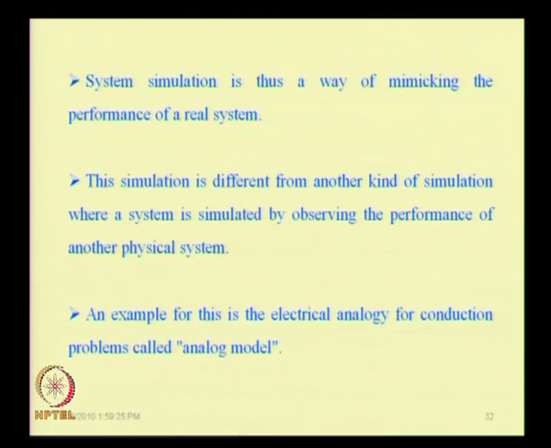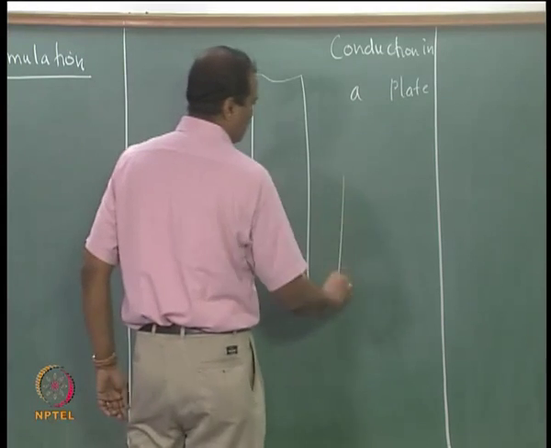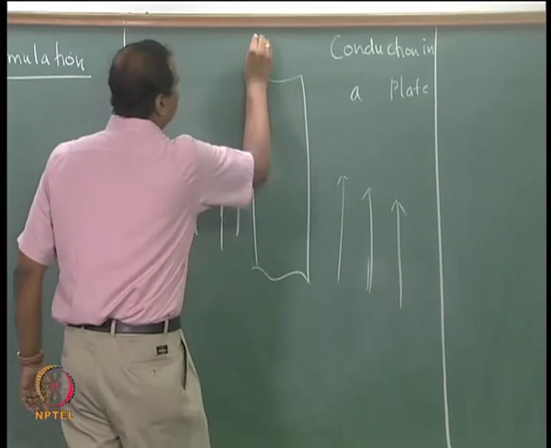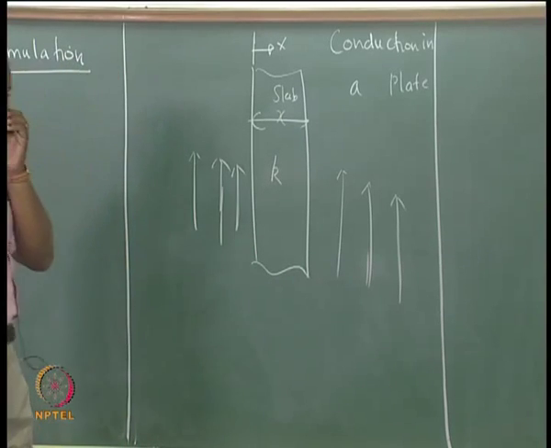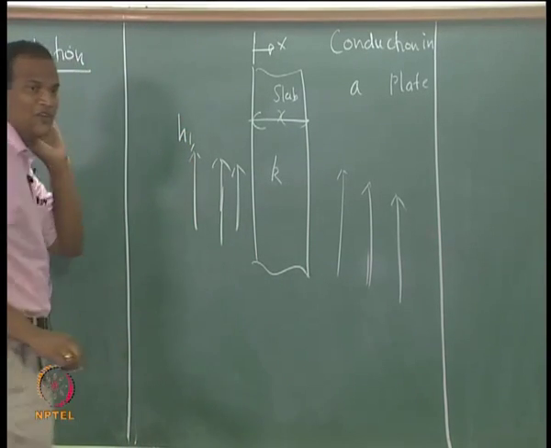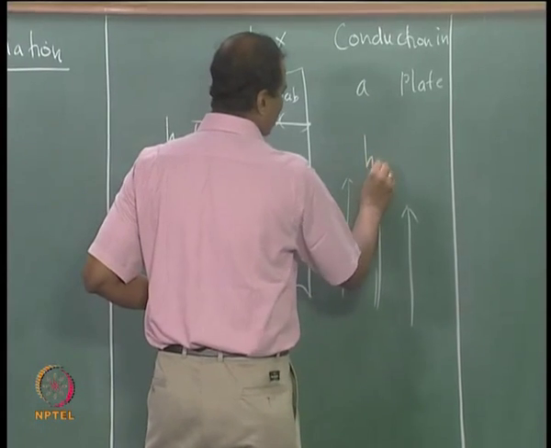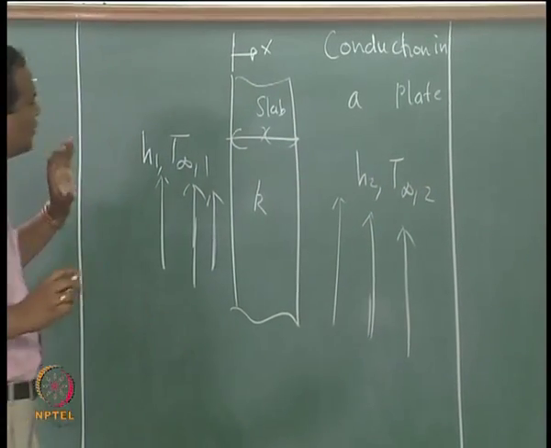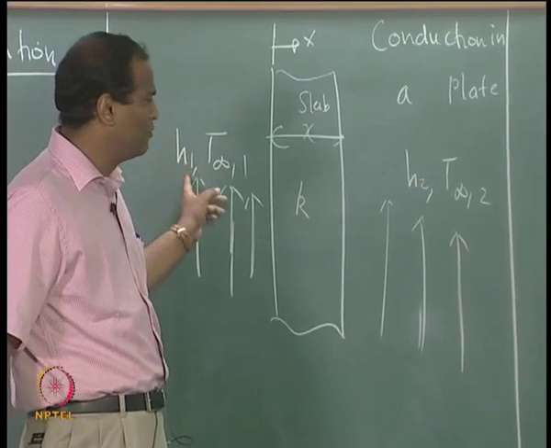For example, there is a slab with a thickness x, thermal conductivity k, having steady state. Here there is a heat transfer coefficient of h1 and a free stream temperature of T infinity 1. Here you have a heat transfer coefficient of h2, and T infinity 2. This situation is typically encountered in heat exchanger applications where there is a plate which separates the two fluids. So there is a heat transfer from one fluid to another fluid.